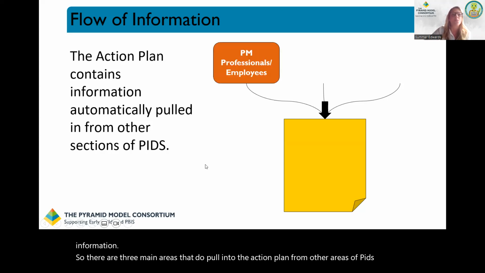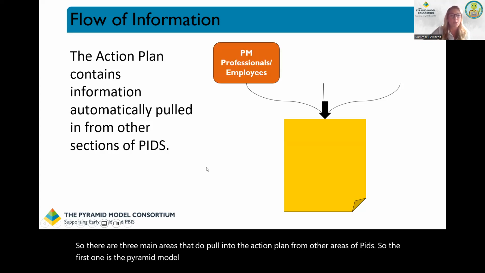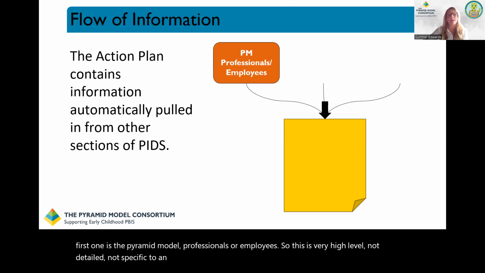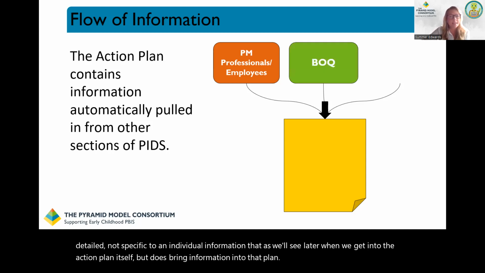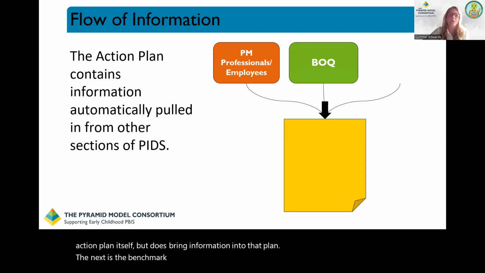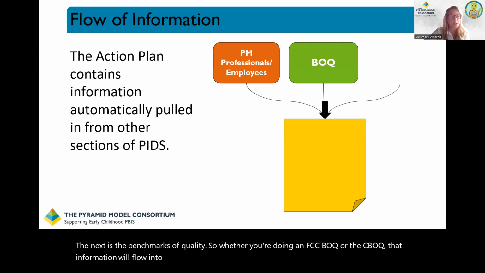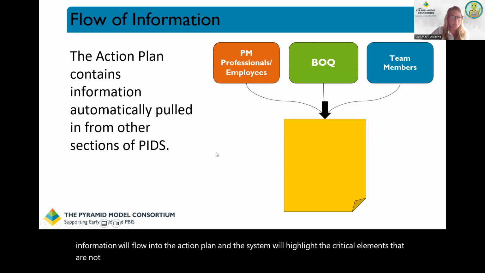The first one is the pyramid model professionals or employees. This is very high-level information, not detailed, not specific to an individual, as we'll see later when we get into the action plan itself, but it does bring information into that plan. The next is the benchmarks of quality. Whether you're doing an FCC BOQ or the EC BOQ, that information will flow into the action plan and the system will highlight the critical elements that are not in place yet.